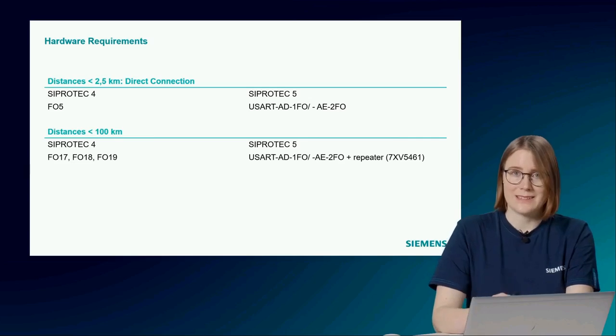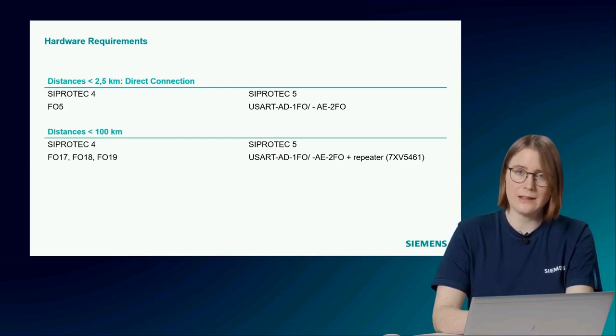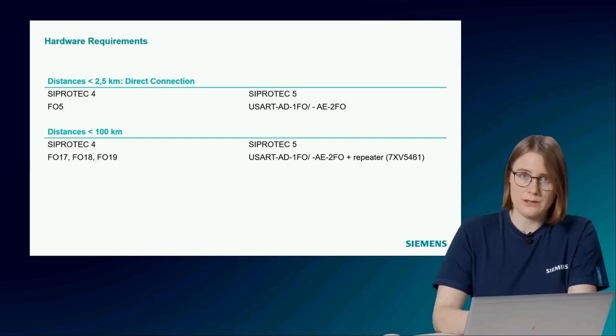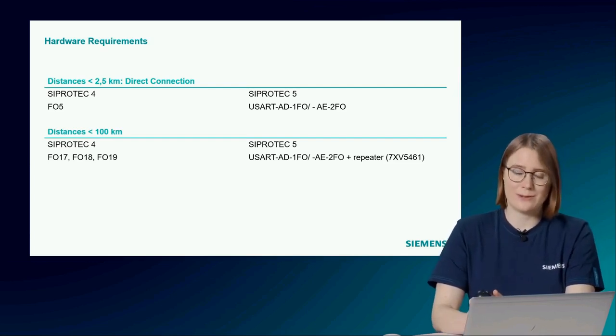For distances greater 2.5 km and smaller 100 km, you can use on the CBOTEC 4 side a long distance module FO17, 18 or 19, and on the CBOTEC 5 side a USART 81 or AE2 FO module plus a repeater type 7XV5461.